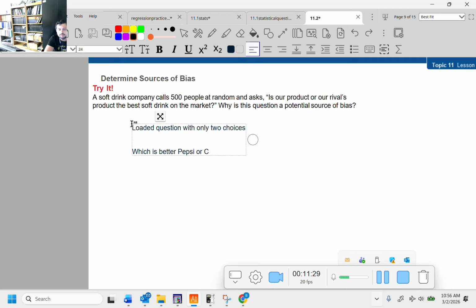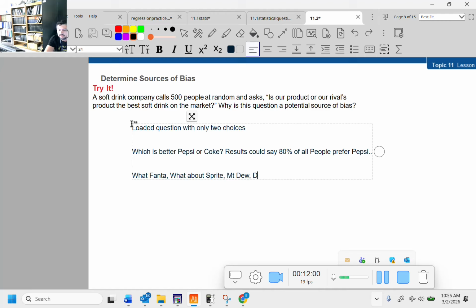Pepsi or Coke, well, the results of that study could say that 80% of all people prefer Pepsi. This isn't true. Like, what about Fanta, which is actually how you pronounce it? You don't pronounce it the way the McDonald's people tell you how to. What about Fanta? Lots of people like Fanta. What about Sprite? Mountain Dew. Mountain Dew's probably a winner. Dr. Pepper. What about those guys? So, yes, it is biased because it only gives you two choices. That's the bias. It's this or that, not all the other options.